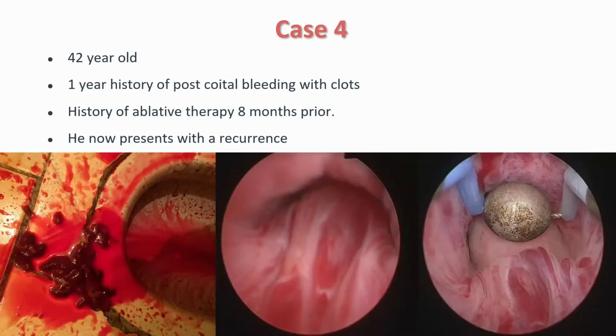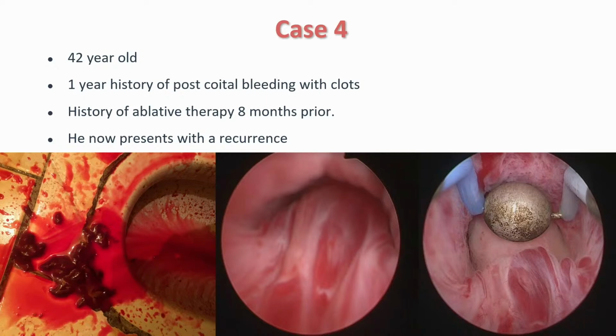Then case number 4 is a 42-year-old with a 1-year history of postcoital bleeding with clots. This one was the first patient to give us photographic evidence of the severity of the hematuria. On the left is a toilet surrounded by clots and hematuria. And then on examination, you can see a fungating engorged vein.